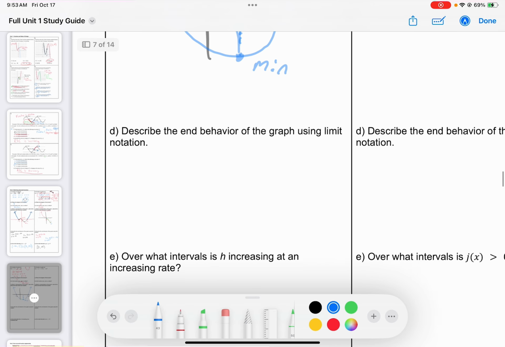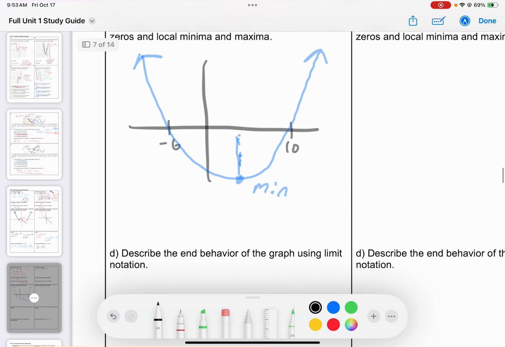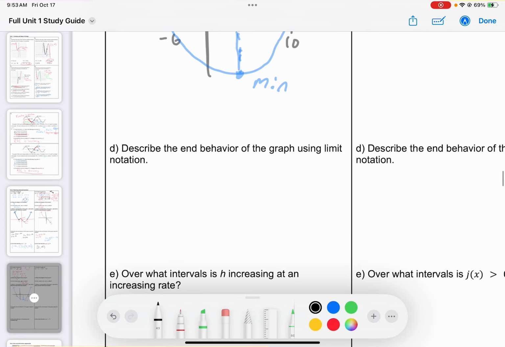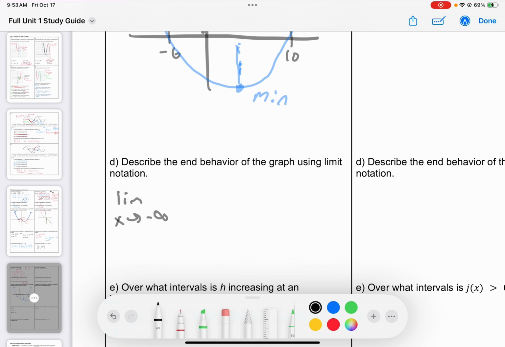All right, describe the end behavior. Well, what happens here? As the limit as x approaches negative infinity, where's this headed? Well, it's concave up, so it's going to head towards positive infinity, and it's the same for when x approaches positive infinity. Now, if the end behavior is quadratic, these should always be the same. If the end behavior is linear, then these would always be opposites.